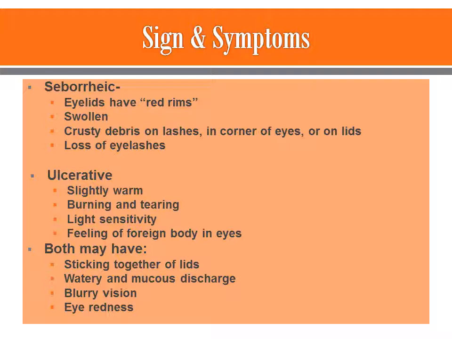If they have an ulcerative pattern going on, then the area is going to be a little bit warm. You may also see the absence of eyelashes or some broken eyelashes. They'll complain of having burning and tearing in their eyes as well as light sensitivity, and they may have some small ulcerations that you may see on their eyelid, at the margins of their eyelid. With both of these, they may wake up in the morning, they may have crusting, their eyelids may stick together, they may have a lot of watery mucus discharge and blurry vision and eye redness.